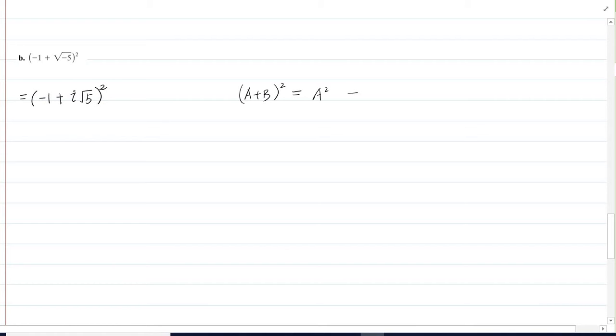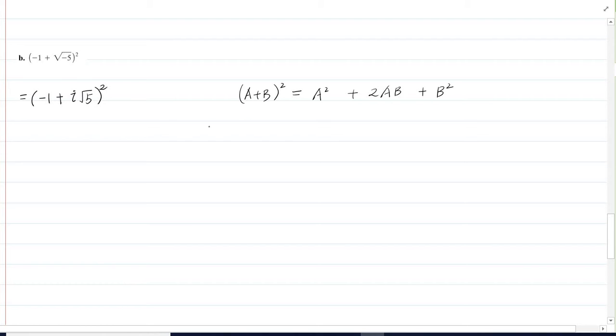Part B we have negative 1 plus the square root of negative 5, then squared. So like what I mentioned, anytime we have a negative number under the square root, we're going to turn it into i square root of 5, and then the whole thing will be squared. Okay, so once we have this, we have to recall that (a plus b) squared equals a squared plus 2ab plus b squared.